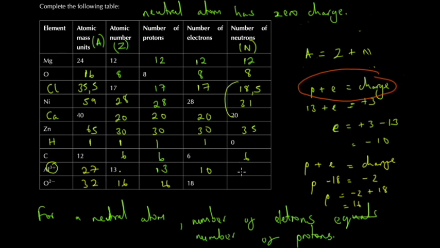And then to get the number of neutrons, again from here, number of neutrons would be equal to A minus Z. So A here, 27 minus 13, you get what? You get 14, right? 14 plus 13, you get 27. So here again, the mass number, which is 32, minus the atomic number, 16. Then you get 16.